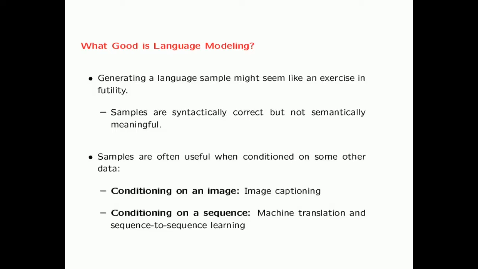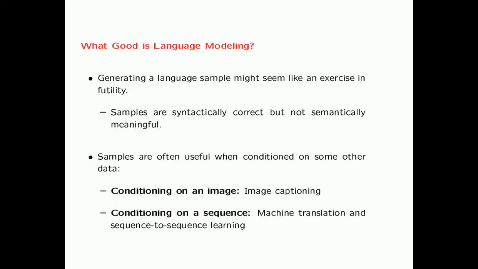So one question, of course, arises: what's the use of generating this type of language sample? It may seem like an exercise in futility because the samples are syntactically correct but not semantically meaningful. It turns out that this type of language modeling is actually very useful, particularly when you condition it on some other data. For example, you can condition it on an image, and that is the problem of image captioning. Or you can condition it on a sequence, and that is what you call machine translation or sequence to sequence learning.